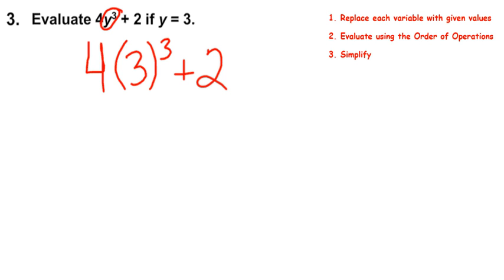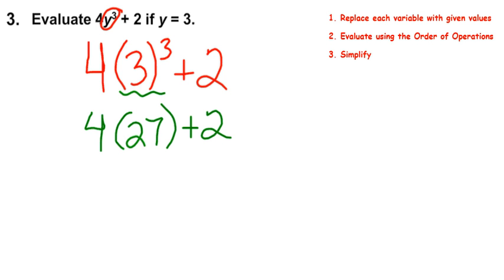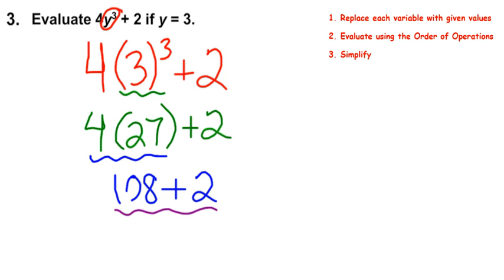So the first thing we're going to do is evaluate our exponent. So 3 cubed equals 27. 3 times 3 times 3. And then I'm just going to write down the rest of the expression. Now I can evaluate 4 times 27, which equals 108. And then I'm just going to write down the rest of the expression, plus 2. And then now I can evaluate my addition, and that equals 110.